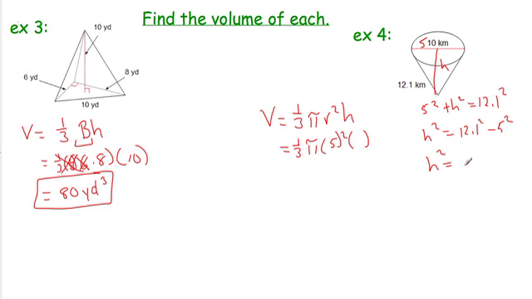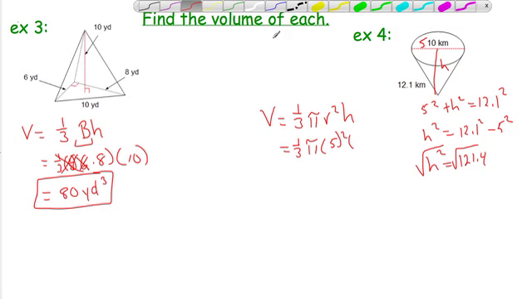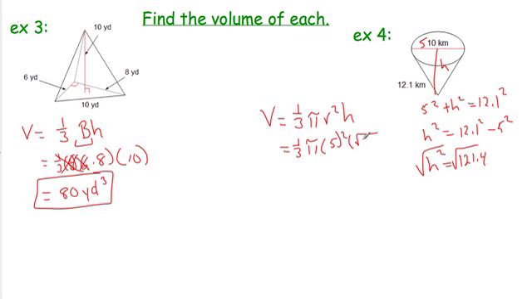H squared equals 121.4. So the square root of both sides, so we're looking at 121.4 right here. Now again, I would not find that answer in my calculator yet, because that's going to be nasty, alright? But right now I can put all of this in my calculator.